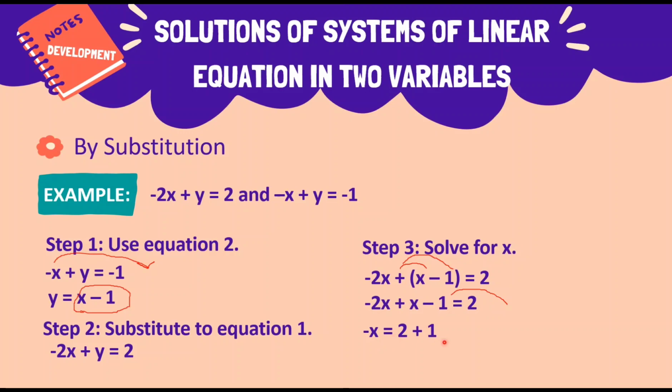And 2 plus 1 is equal to... Okay, correct. Is equal to 3. So, negative x is equal to 3. So, let us divide both sides by negative 1 para ma-eliminate natin yung negative sign. Ayan. So, we have negative x divided by negative 1. Pwede natin i-cancel kasi siya yung magiging positive x. And then, 3 divided by negative 1, we have negative 3. So, therefore, x is equal to negative 3. So, that is the value of x.